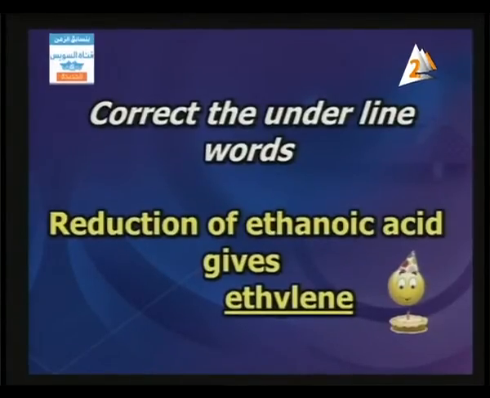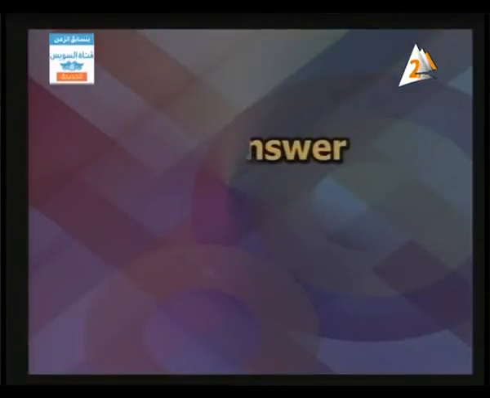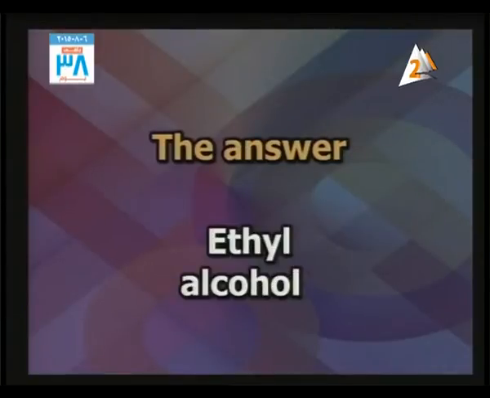Reduction of ethanoic acid gives the ethylene. Ethylene, what is its right answer do you think? I think this answer is not right. Directly we will fly to the answer. Do you think what is the answer now? The answer is ethyl alcohol. Why? Because here this is ethylene, it is not a compound that is found here. So the answer is ethyl alcohol.